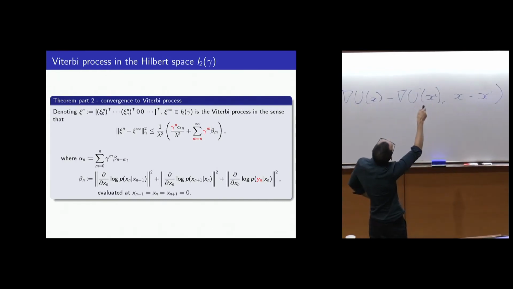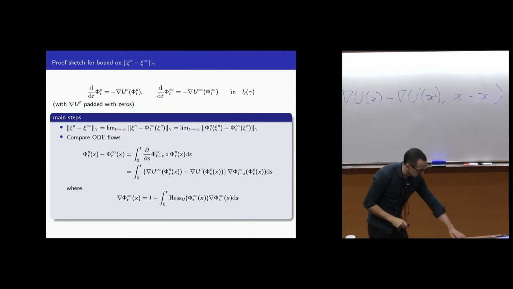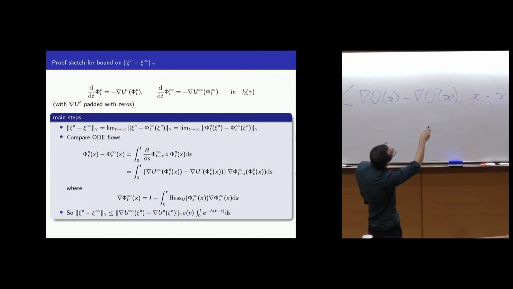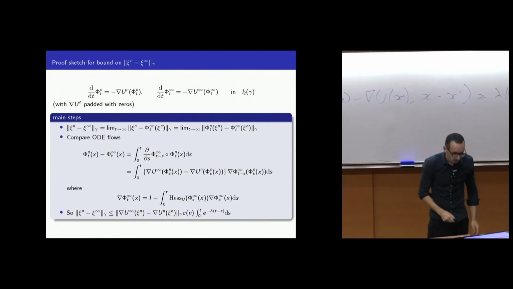The alpha n and the betas and the lambdas, they come from some other terms here. It's messy, so I won't talk about that.